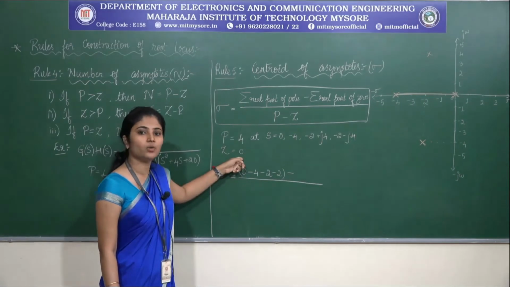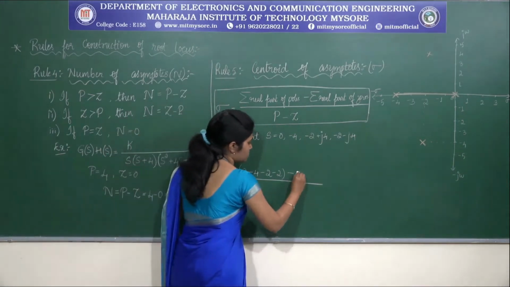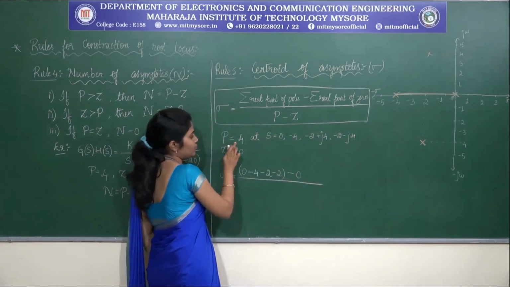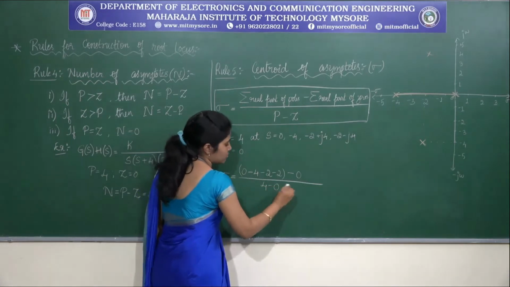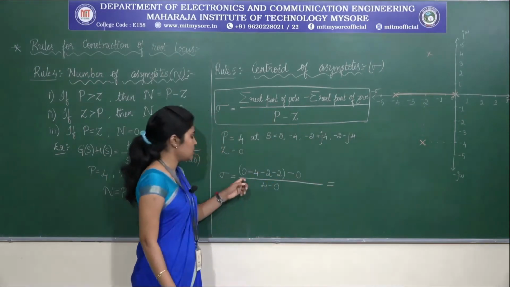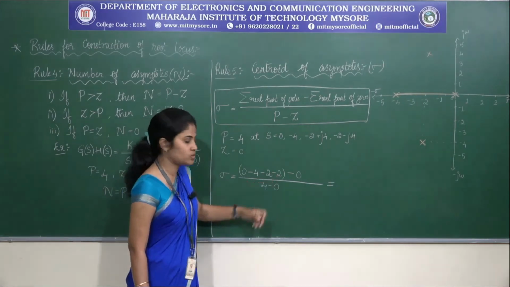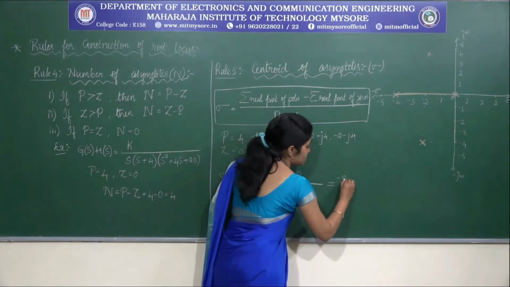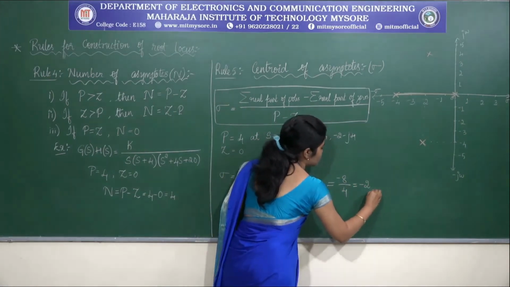No. If I don't have zeros, definitely I am not going to get the location of those zeros. So it is 0. So what is P? The value for P is 4 minus the value for Z is 0. So if I simplify this, minus 4 minus 2 is minus 6, minus 6 minus 2 is minus 8. So minus 8 divided by 4, which is equal to minus 2.